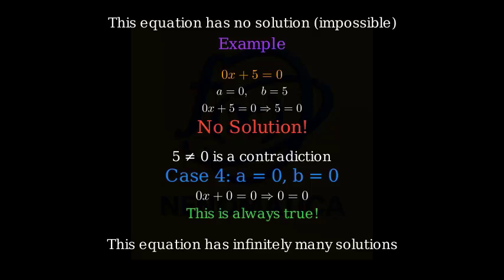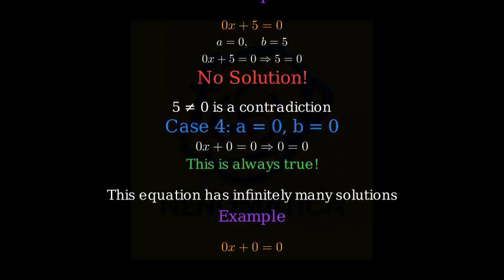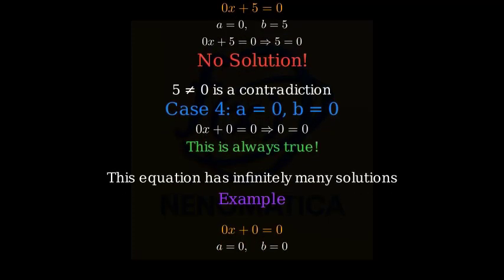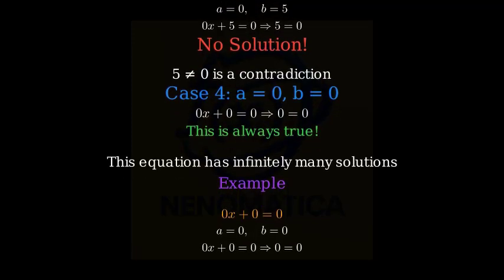Let's see an example. Consider the equation 0x plus 0 is equal to 0. Here, a equals 0 and b equals 0. Simplifying, we get 0 is equal to 0, which is true for any value of x. So, this equation has infinitely many solutions. Any value we choose for x will satisfy the equation.